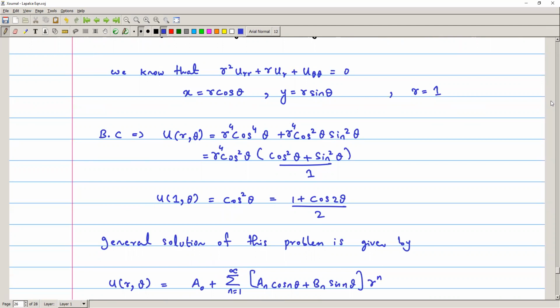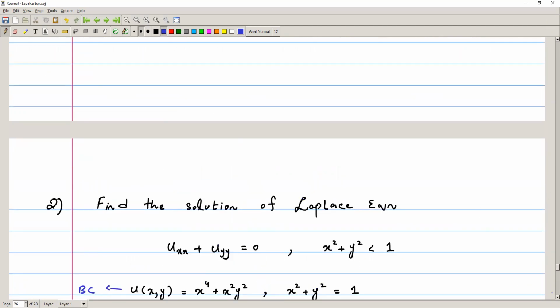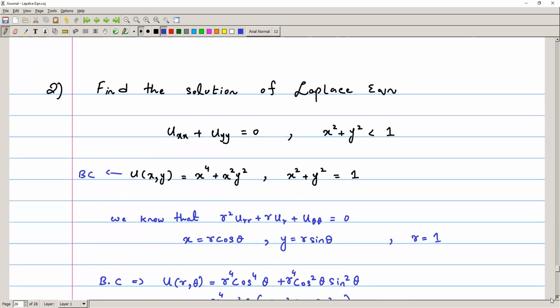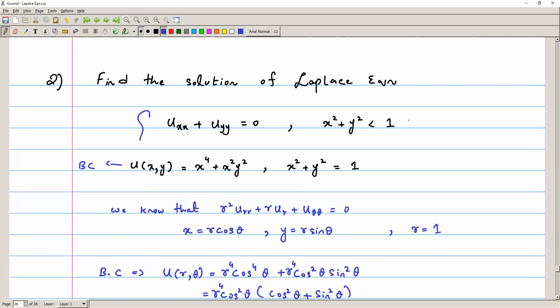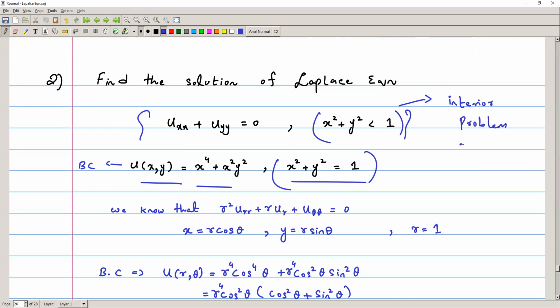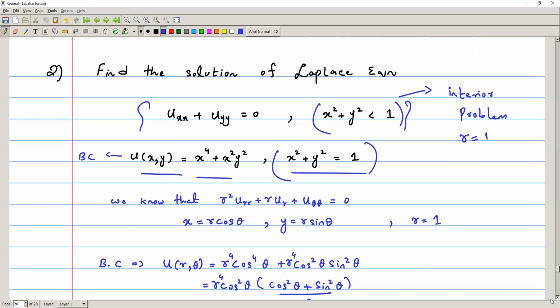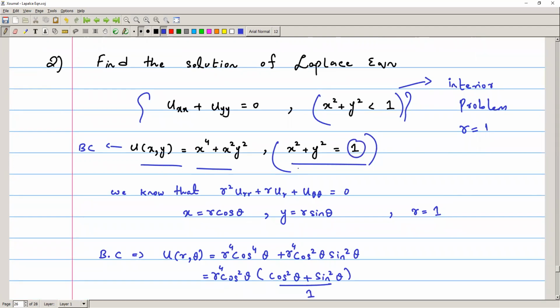Here an example is given: find the solution of the Laplace equation. Given the Laplace equation in rectangular form, the boundary conditions are in Cartesian form. It's given that x squared plus y squared equals 1 and x squared plus y squared is less than 1, which shows that this is an interior problem, right? And we have radius 1, r equals 1. From here we can see that.